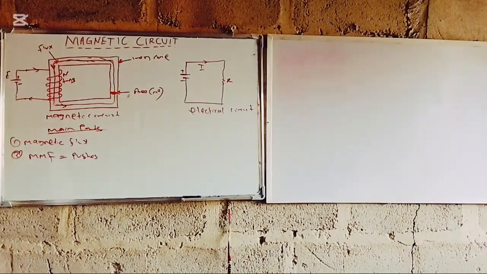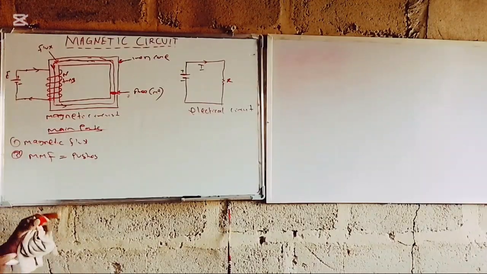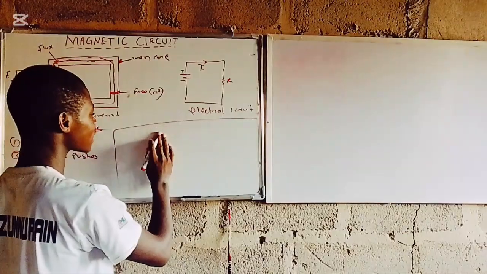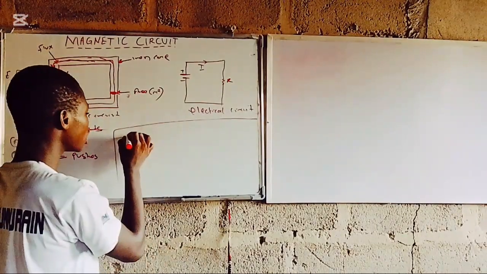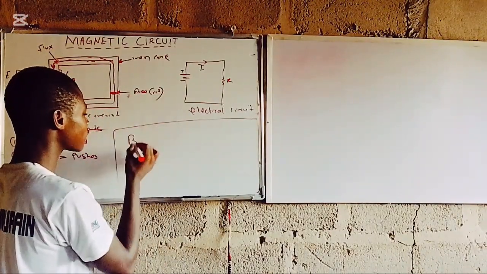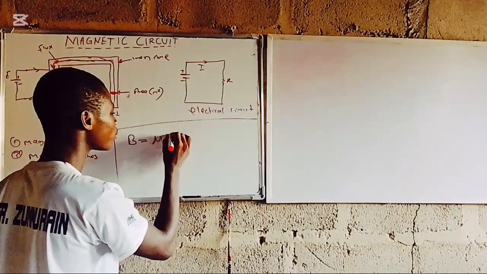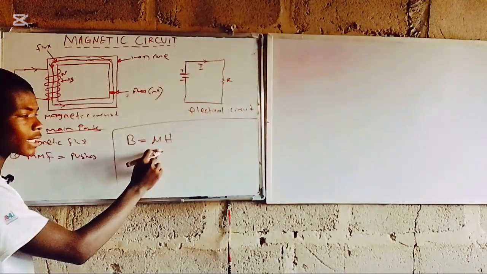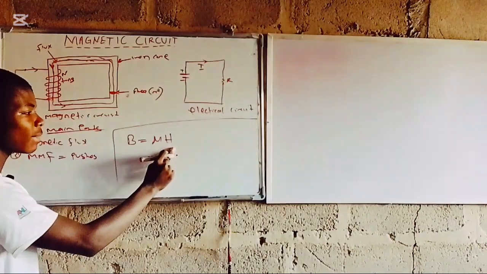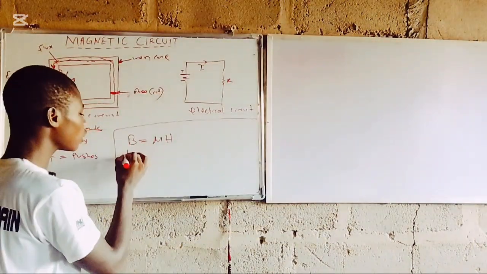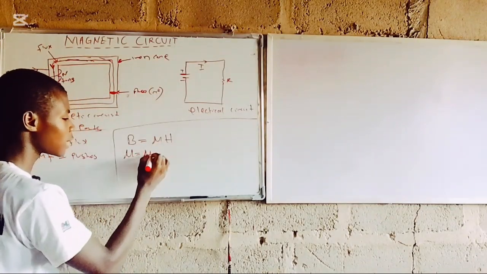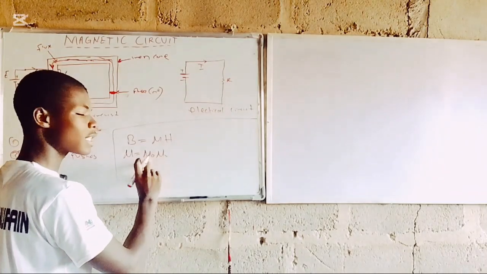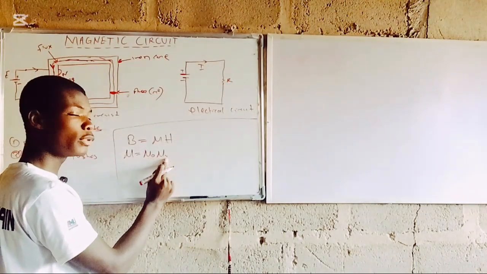So in this form, we have two basic relations. We have the vector magnetic field and the vector magnetic flux density. The relation between the magnetic flux density and the magnetic field intensity is B equals mu H. So B is the magnetic flux density, mu is the permeability, and H is the magnetic field intensity. And we all know that mu is the same thing as mu naught multiplied by mu r. This is mu naught, and this is mu r, the relative permeability.